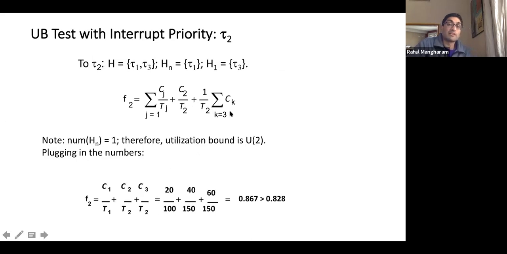So then if you look at tau2, tau2 gets preempted by tau1. That's a higher priority task. Tau2 has its own utilization and the utilization of the hardware task. So tau2 can get preempted by task 1. Its execution time is 40 over 150. And then we say, hey, this hardware task now can happen once, definitely in 150, every 150.